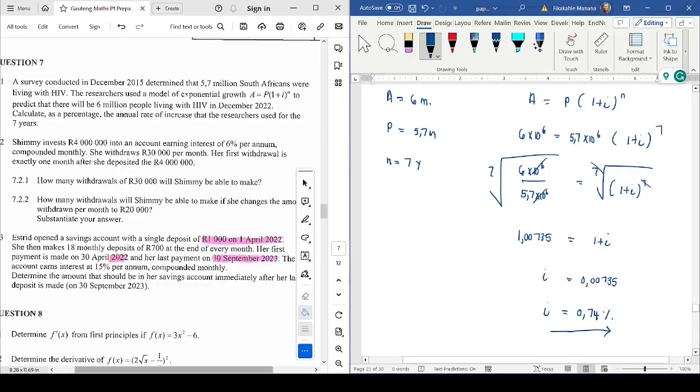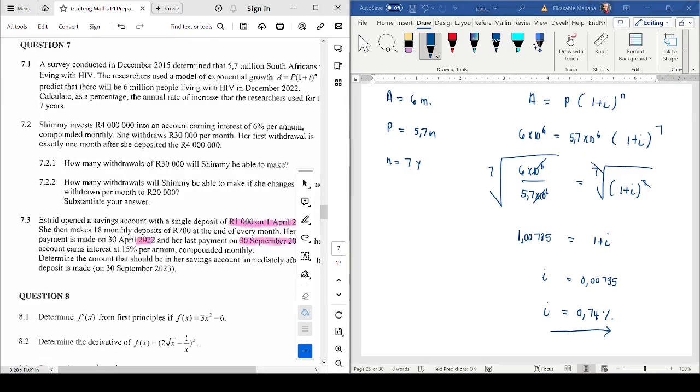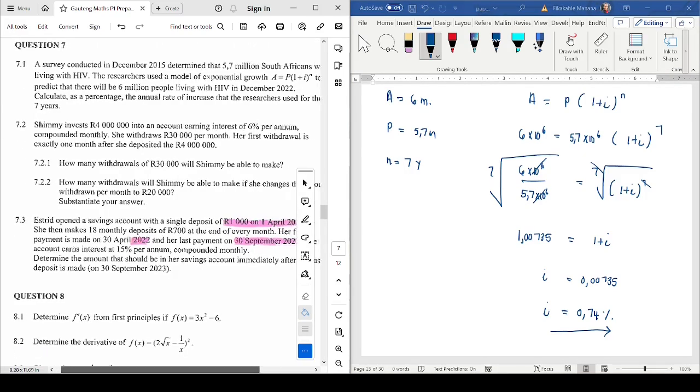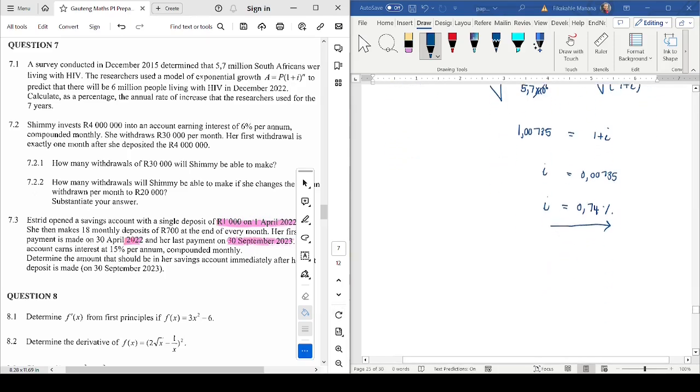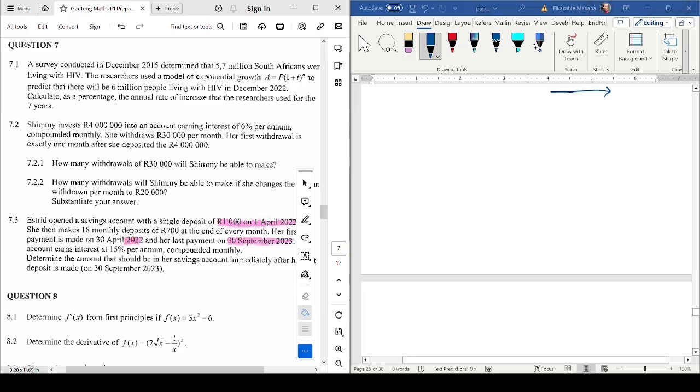Now 7.2. It says Shimi invests 4 million into an account earning interest of 6% per annum, compounded monthly. So there we have 4 million earning an interest of 6% per annum, compounded monthly. She withdraws 30,000 Rand per month. Her first withdrawal is exactly 1 month after she deposited the 4 million.